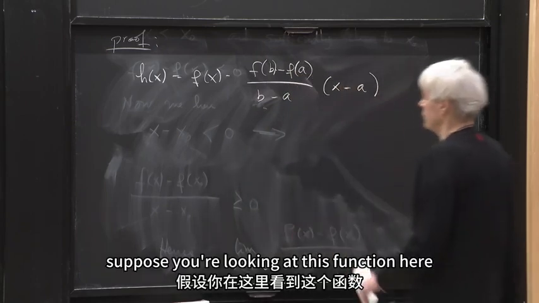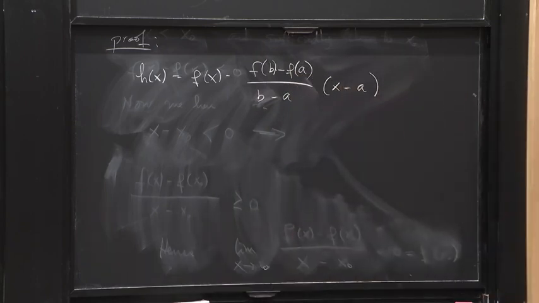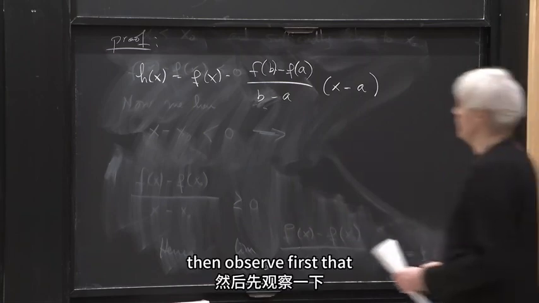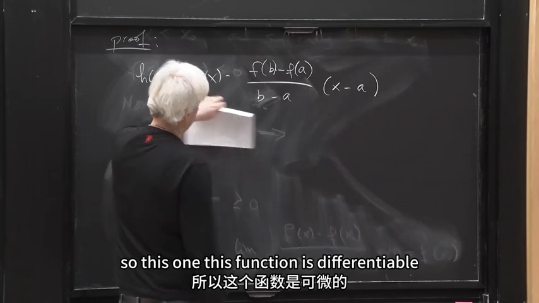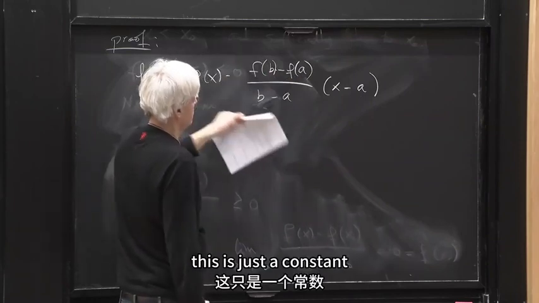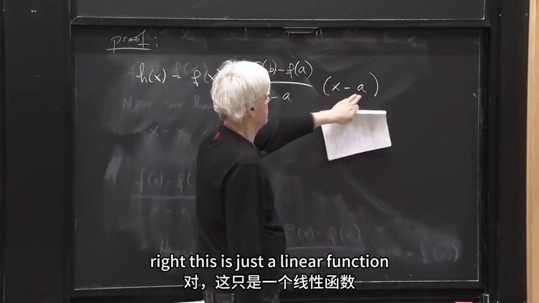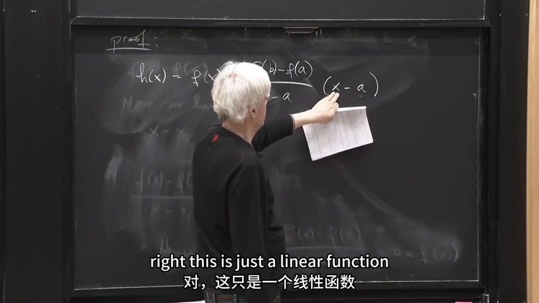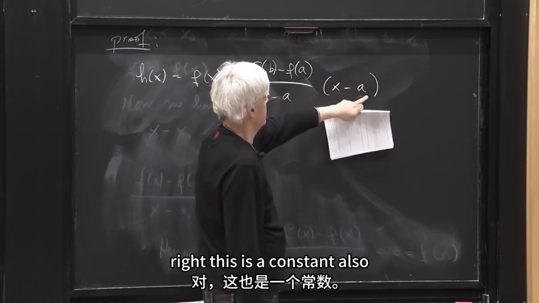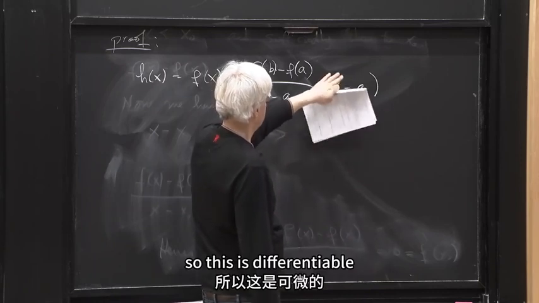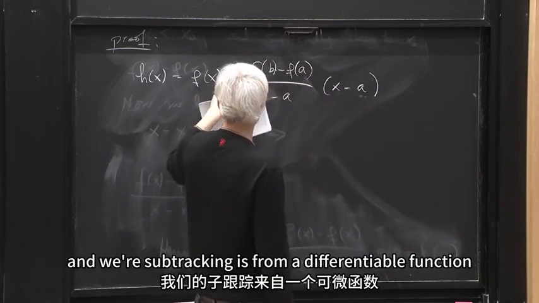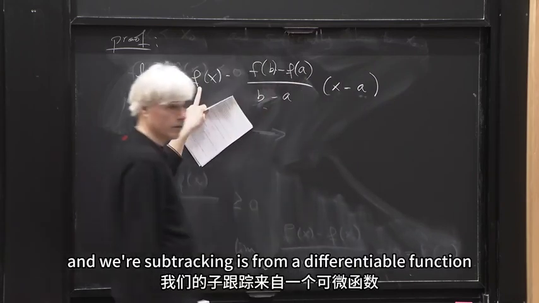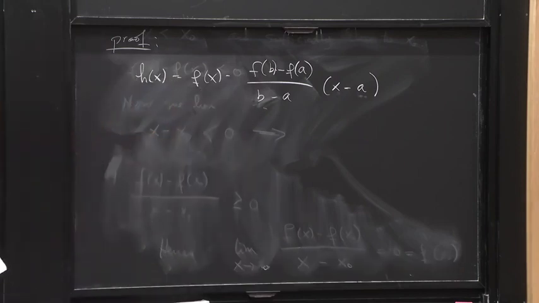Suppose you're looking at this function here, h. Then observe first that this function is differentiable. This is just a constant. This is just a linear function. This a is a constant also. So this is differentiable. This is a constant. This is differentiable, and we're subtracting it from a differentiable function. So h is differentiable.